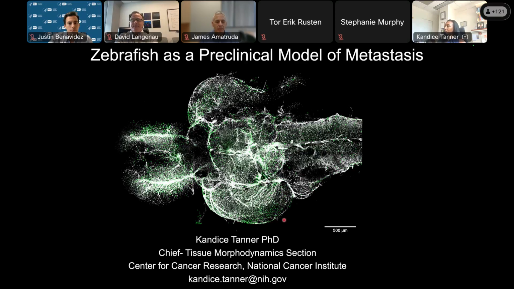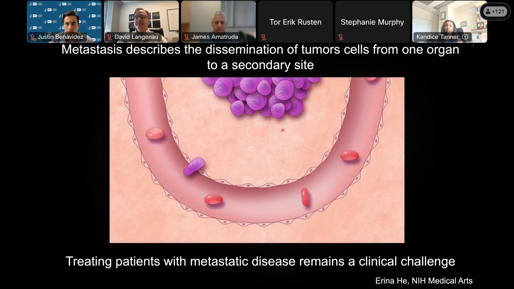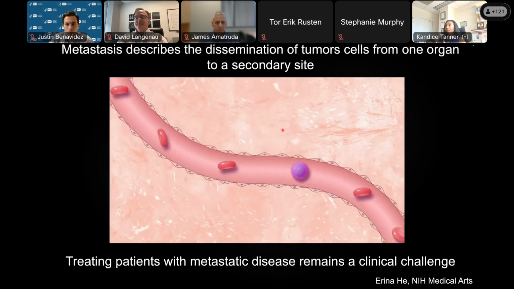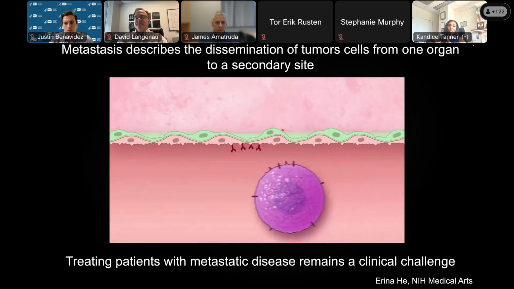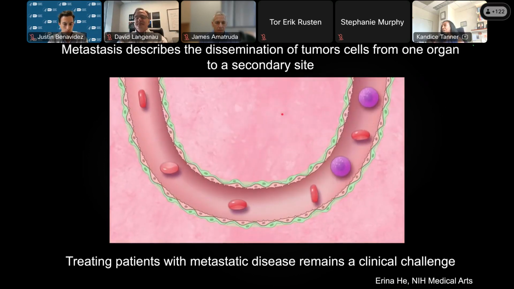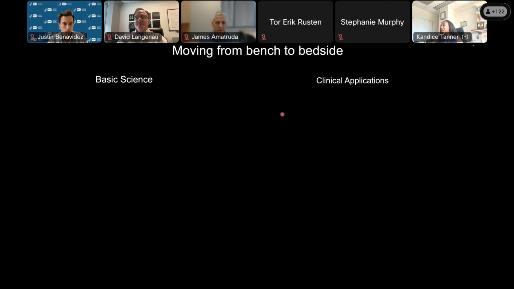In this cartoon, metastasis simply describes a process by which cancer cells leave a primary site, enter into conduits such as lymphatics and blood vessels, survive, exit, and form new lesions in secondary sites. In terms of clinical practice, treating patients with metastatic disease remains a clinical challenge. So how do we provide druggable interventions simply from discoveries from basic science?